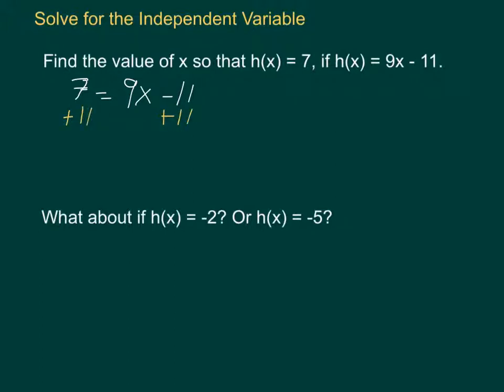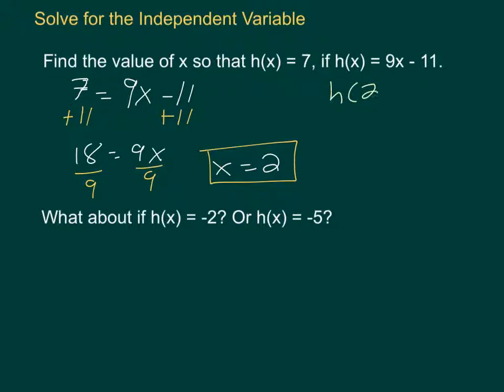Add 11 to each side. That's going to give me 18 equals 9x. Dividing by 9, I get x equals 2. That's my final answer. If I wanted to do a check, I really want to show that h of 2 equals 7. That's what I'd want to check.